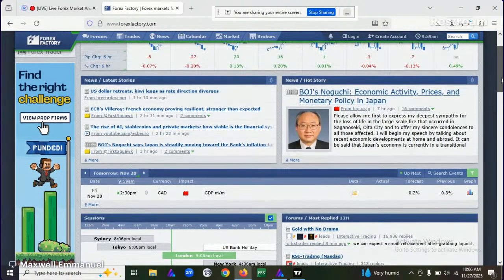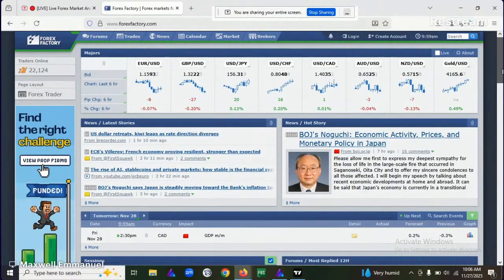So there's a high probability that the technical outlook will play out. Okay, so let's go straight to the chart. The only news we have tomorrow is coming from Canada. That's gross domestic product by 2:30 p.m. Okay, so let's go to the chart.